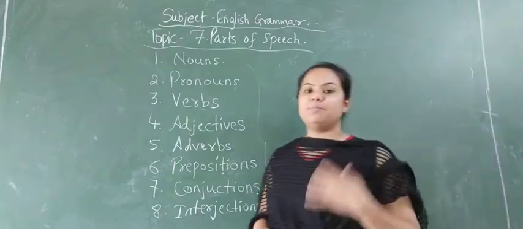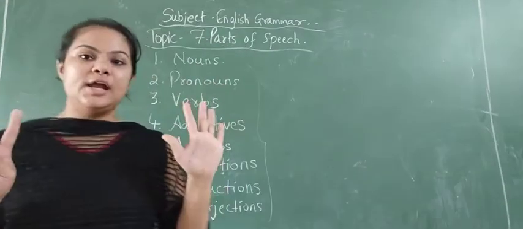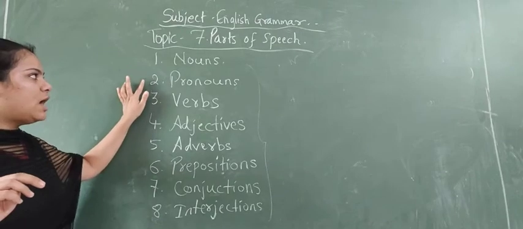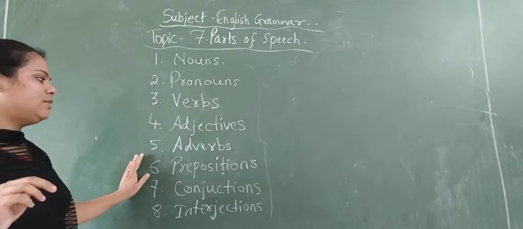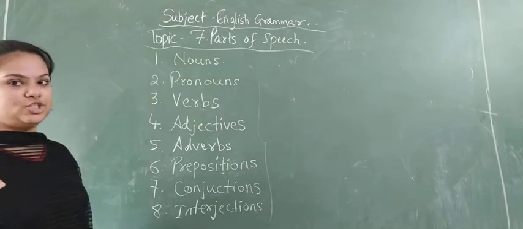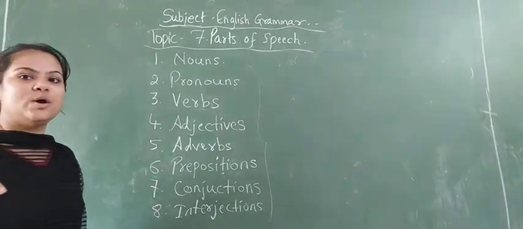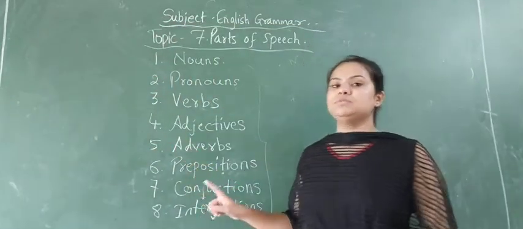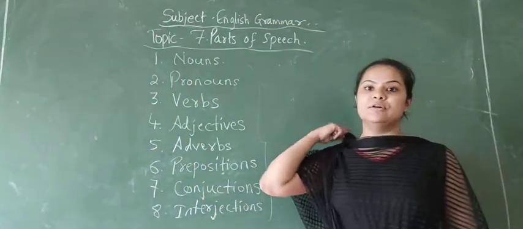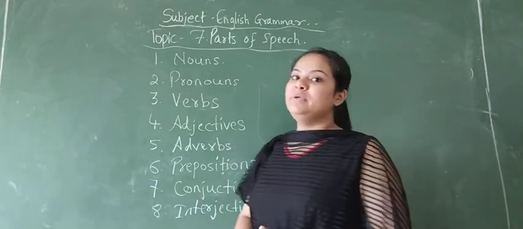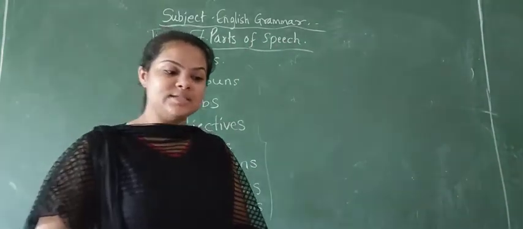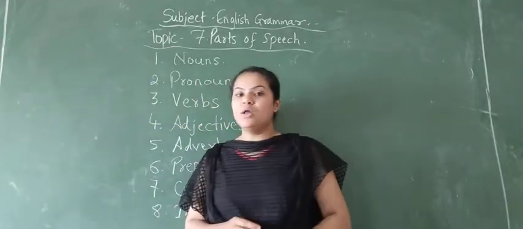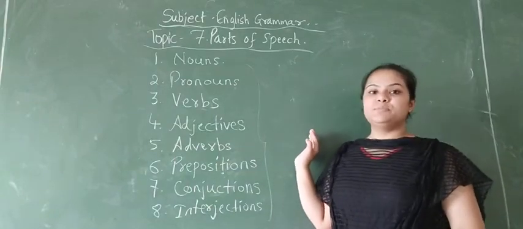So in this chapter we have learnt about 8 parts of speech: noun, pronoun, verb, adjective, adverb, preposition, conjunctions and interjections. So these 8 names you have to write in your notebook as a homework and learn the spelling. Tomorrow we will meet again and continue our class and do a new lesson. Okay, students, I hope you all have understood about parts of speech.